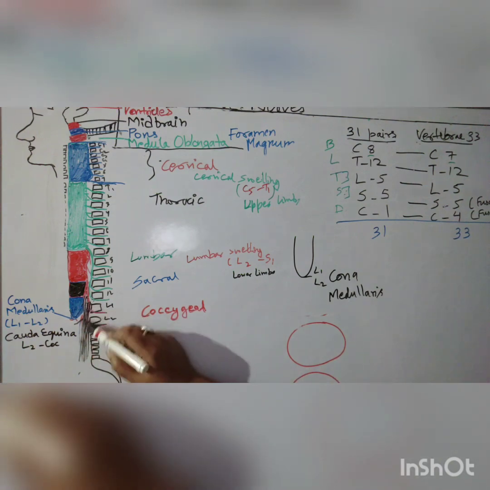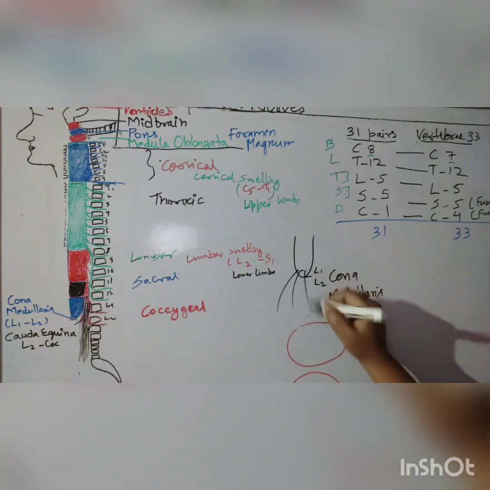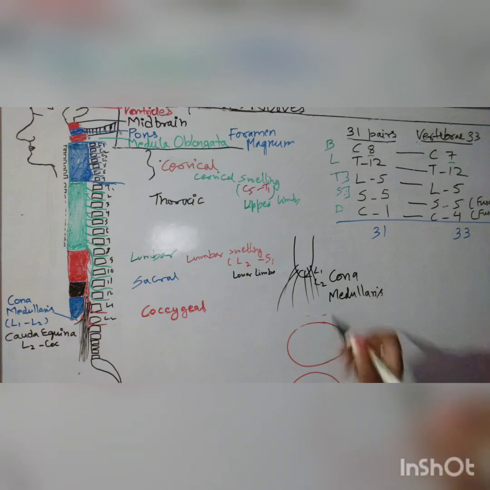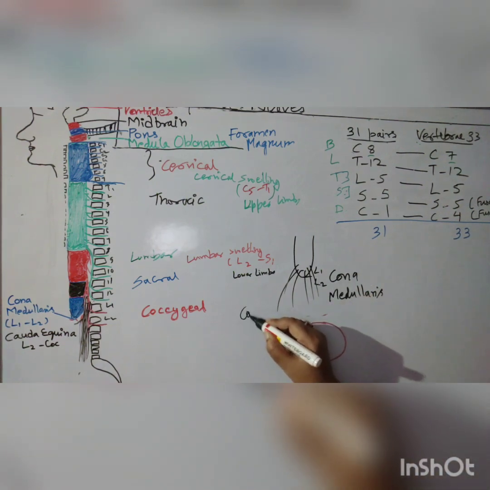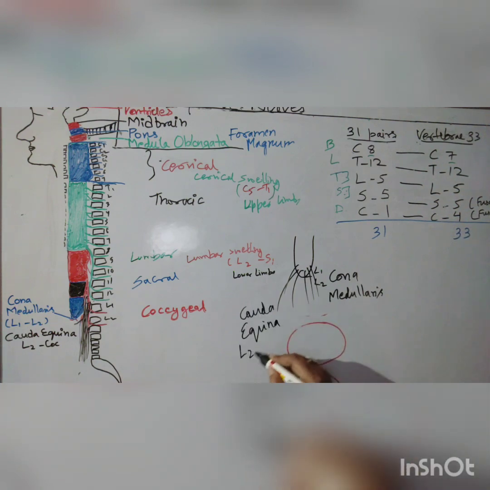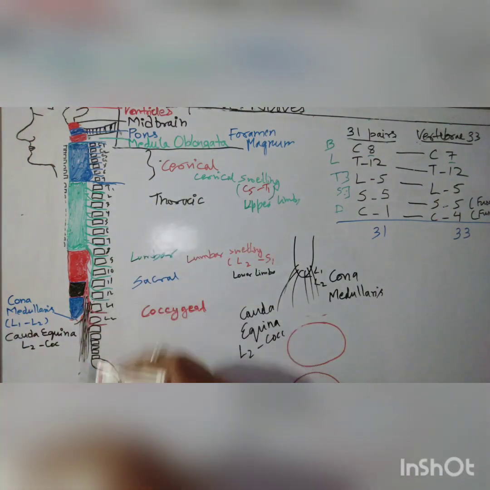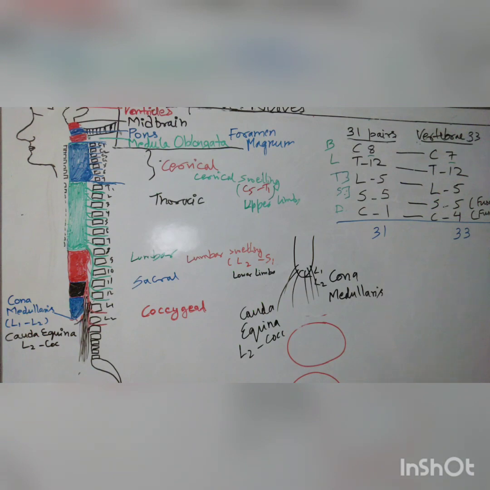So this part here is your cauda equina. Like projections from the ending of the spinal cord is the cauda equina. We have discussed the cauda equina. Its level is L2 to coccygeal. Okay, conus medullaris, L1 and L2, is the ending point of the spinal cord, and after that the emergence of the nerves looks like a horse tail, or cauda equina. Clear?